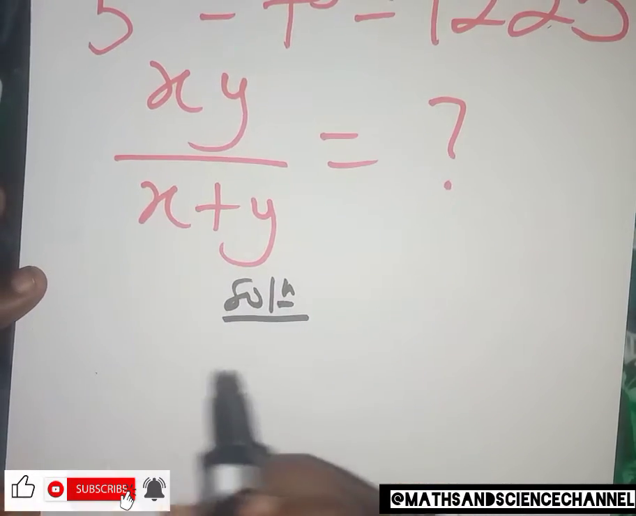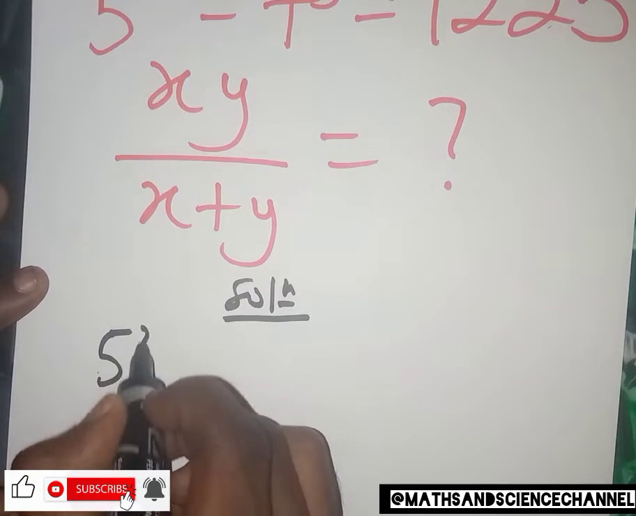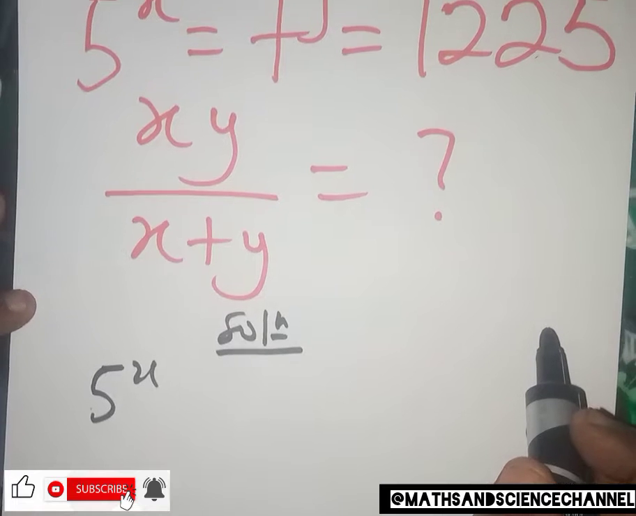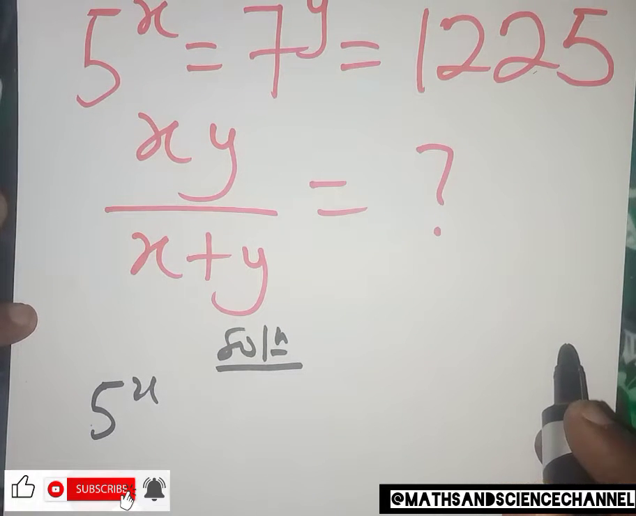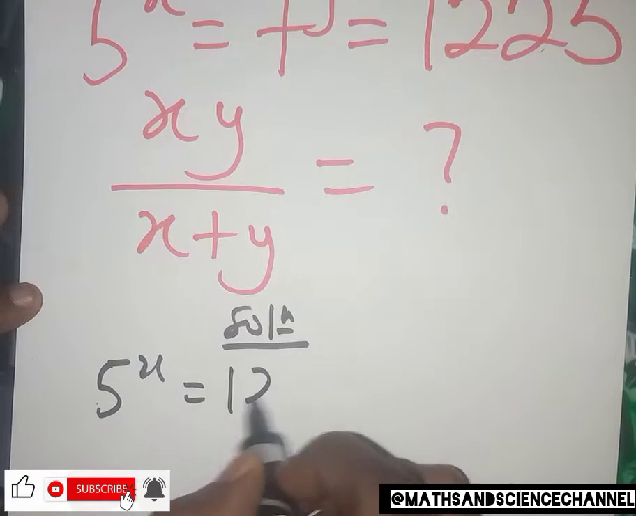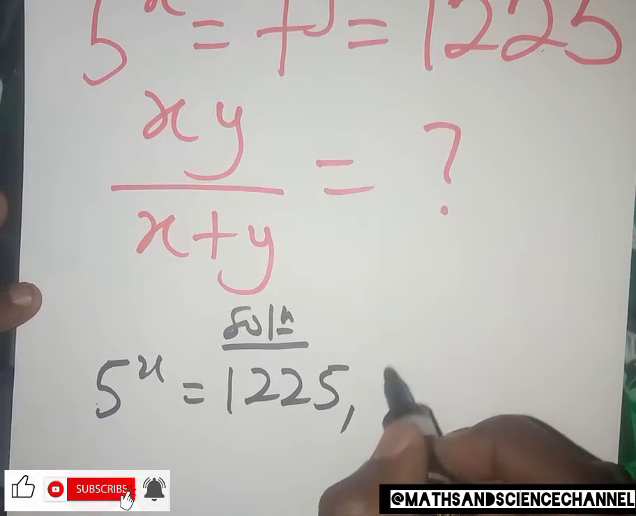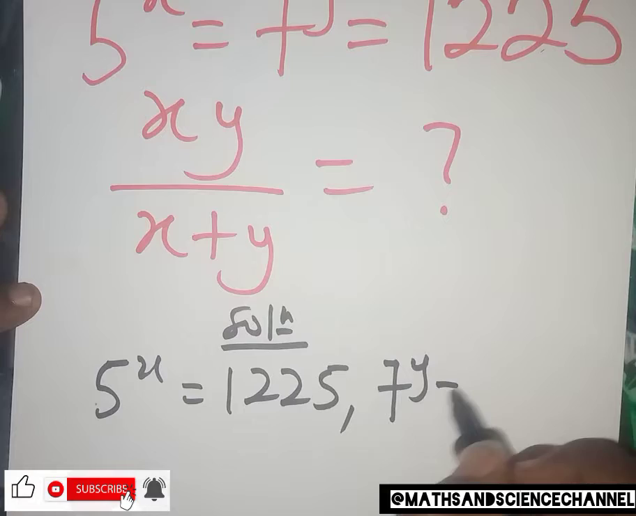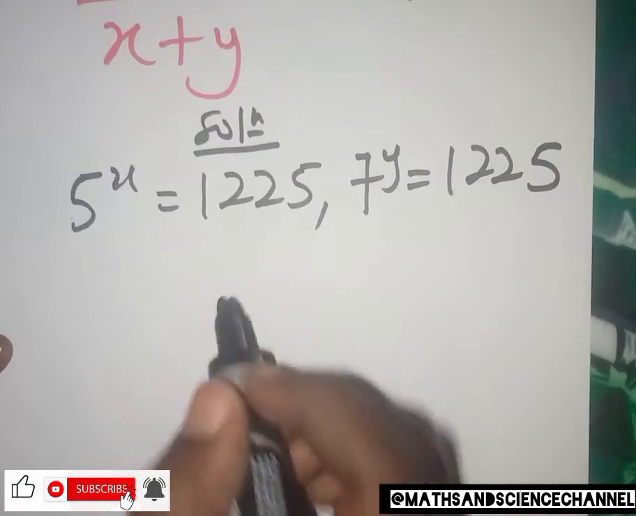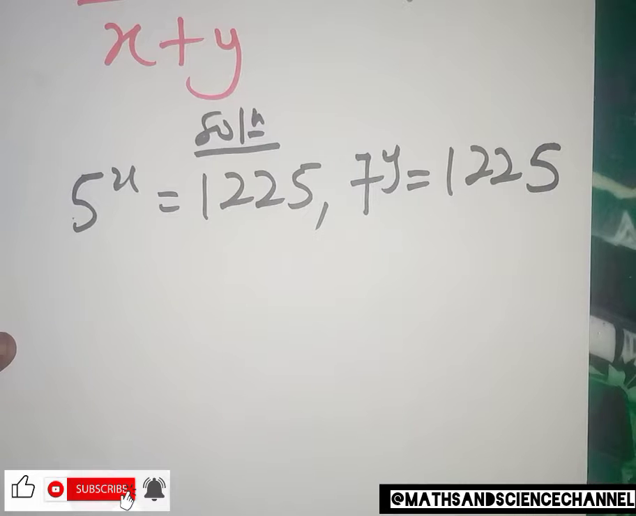Now the question says that 5 exponent x is equal to 7 exponent y, being equal to 1225. So we can write the first one as 5^x being equal to 1225, and then the second part 7^y being equal to 1225 also. Now how do we solve this? We can solve this just by applying logs on both sides.